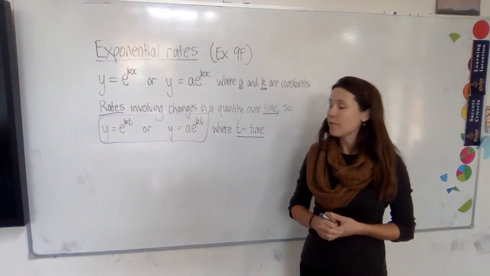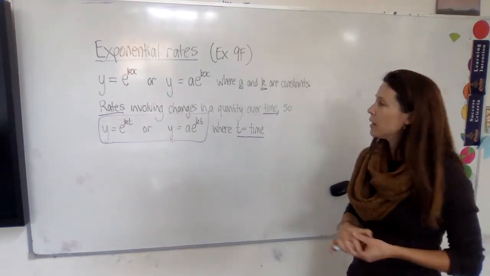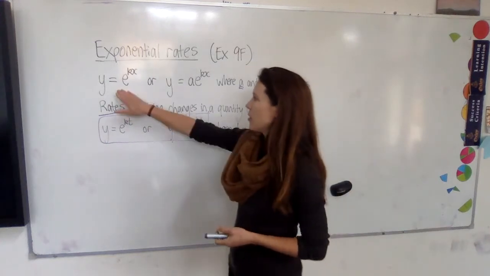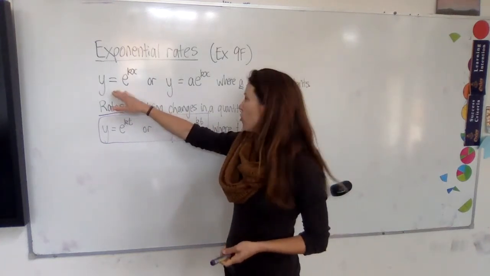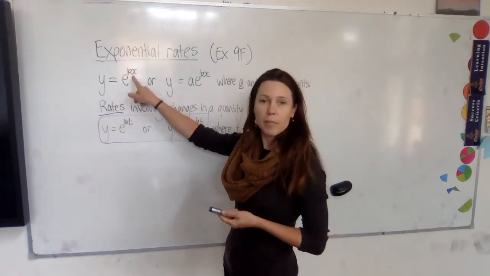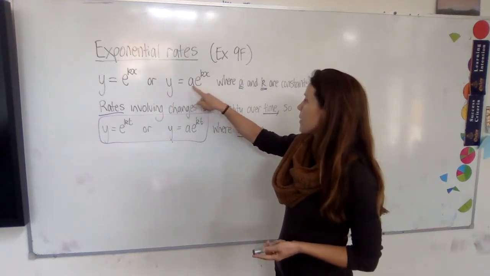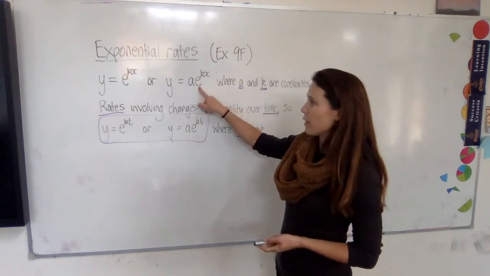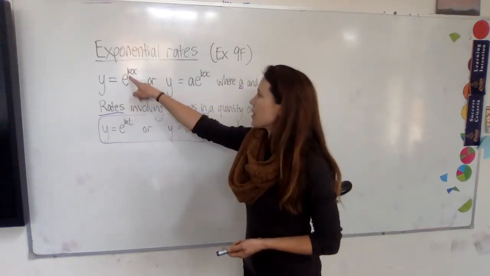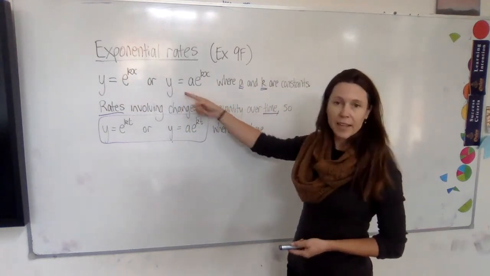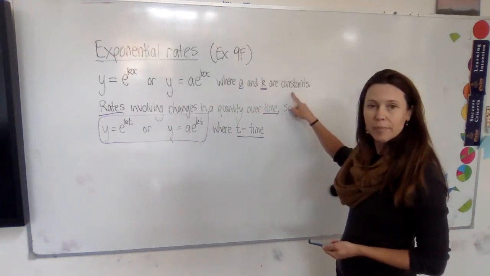Exercise 9F has us looking at exponential rates. Now we're looking at graphs of this sort of basic form, y equals e to the power of something. We might even have a constant out the front of the e, which means we're multiplying that by our exponential part. And in both of these examples, the k and the a would just be constants.